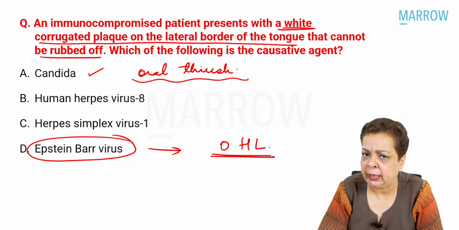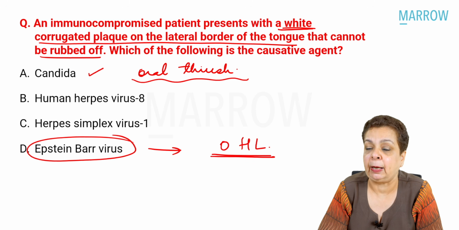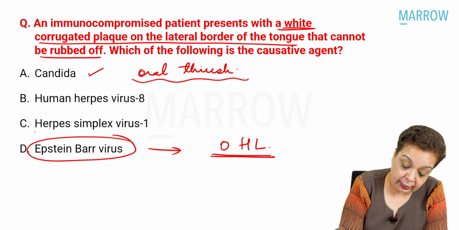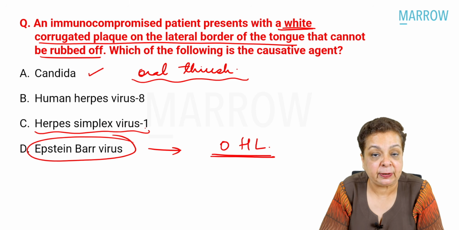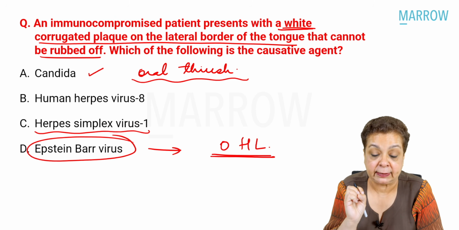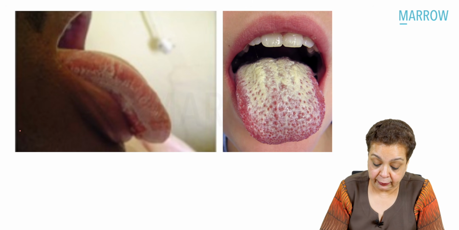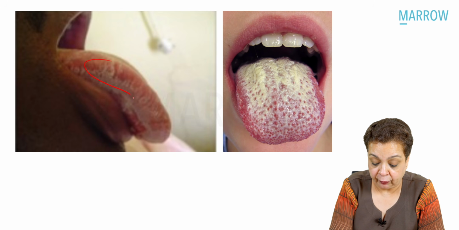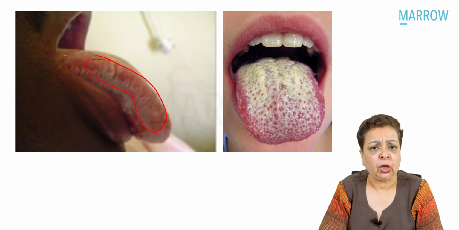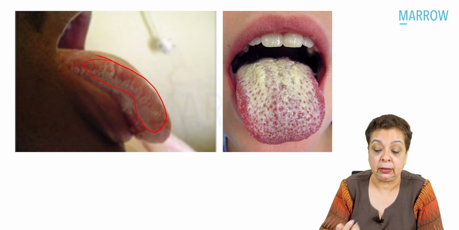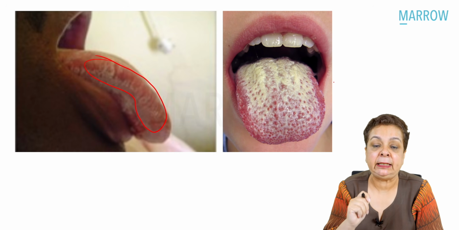What about HHV8? Yes, it can lead to lesions on the tongue. What does it cause? It causes Kaposi sarcoma, but these lesions would not be white, they would be red in color. And HSV1 can present as lesions on the tongue in the form of groups of painful vesicles. So our answer to this question is oral hairy leukoplakia. That is our white corrugated lesion which cannot be scraped off, unlike oral thrush, which can be easily scraped off.